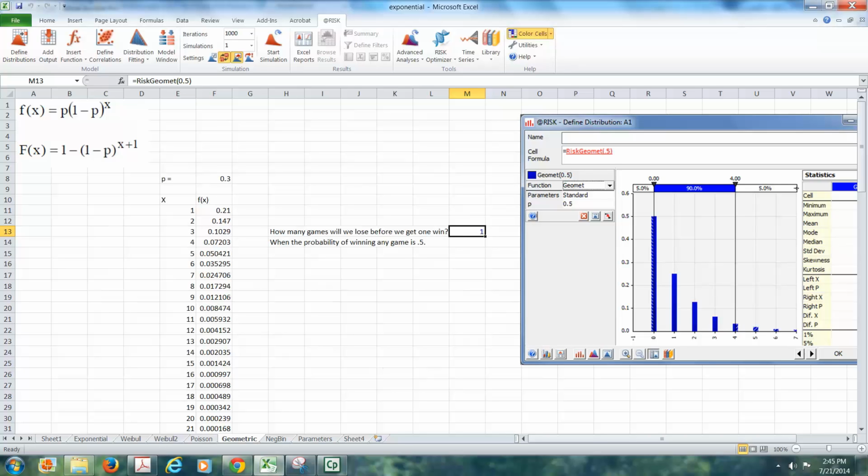The value returned by the geometric distribution represents the number of failures prior to a success on a series of independent trials. There's a probability of success of p on each trial. In the example we've been talking about, p is equal to 0.5. The geometric distribution is a discrete distribution, and it returns only integer values greater than or equal to 0.